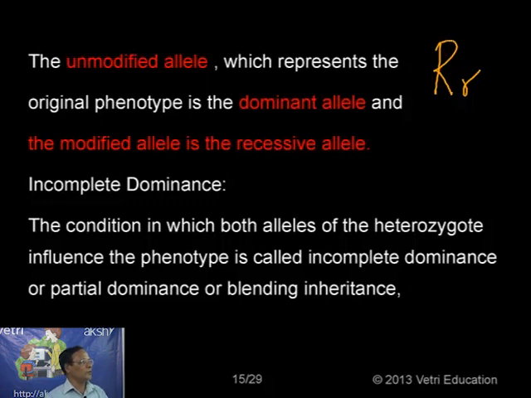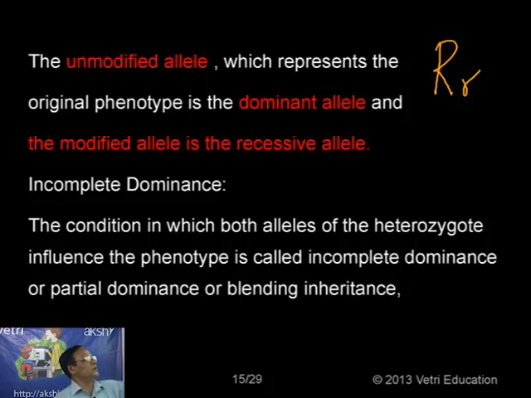In incomplete dominance, the two alleles of a heterozygote influence the expression of a particular character. Both are taking part, both are blending together to form a particular character. That is called incomplete dominance. The condition in which both alleles of the heterozygote influence the phenotype, both taking part and blending together to produce a particular character, is called partial dominance, blending inheritance, or incomplete dominance.